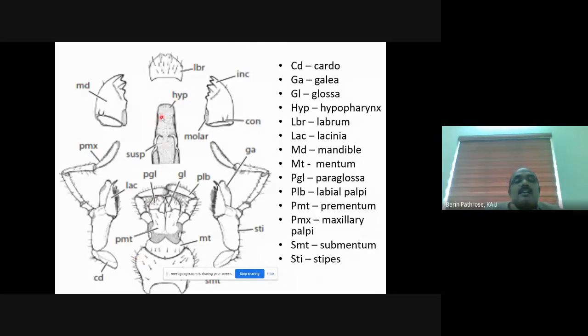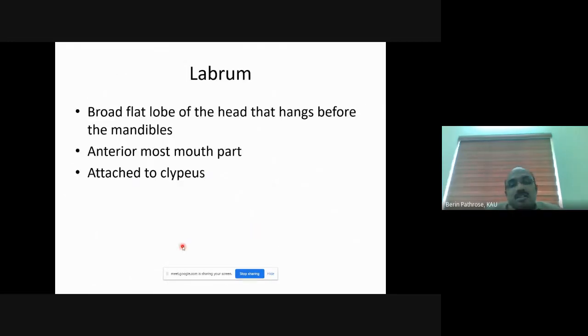Don't worry, we will discuss all the parts in detail. And this part in the middle is called hypopharynx. This is almost similar to the tongue, just like our tongue. If you see hypopharynx in an insect, this is just like the tongue of human beings. So labrum is the anterior most part. Then we have mandibles. Then we have maxillae on either side. Mandibles are also present on either side. And on the posterior most part, we have labium. And we will go to it one by one.